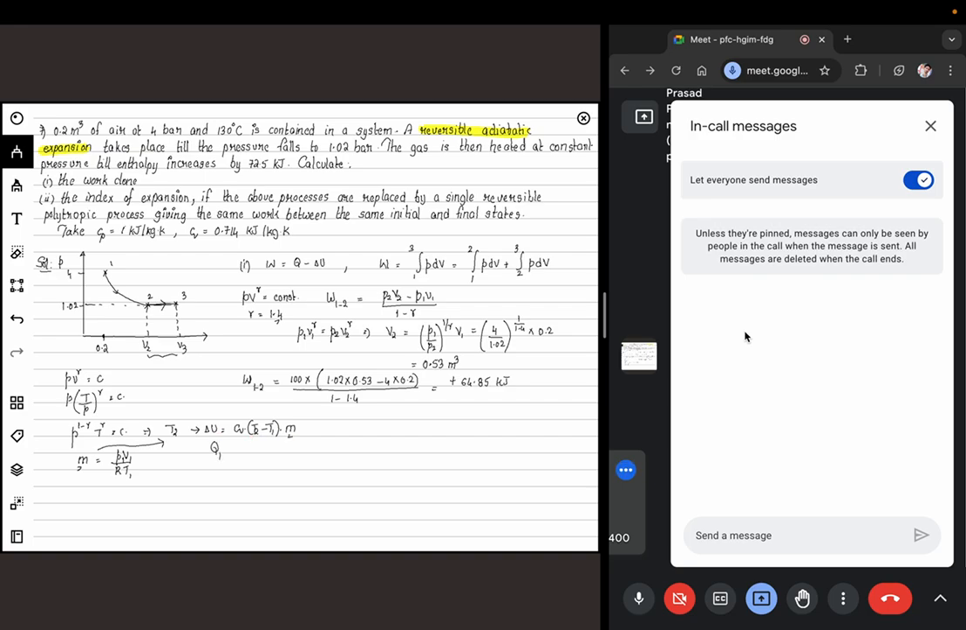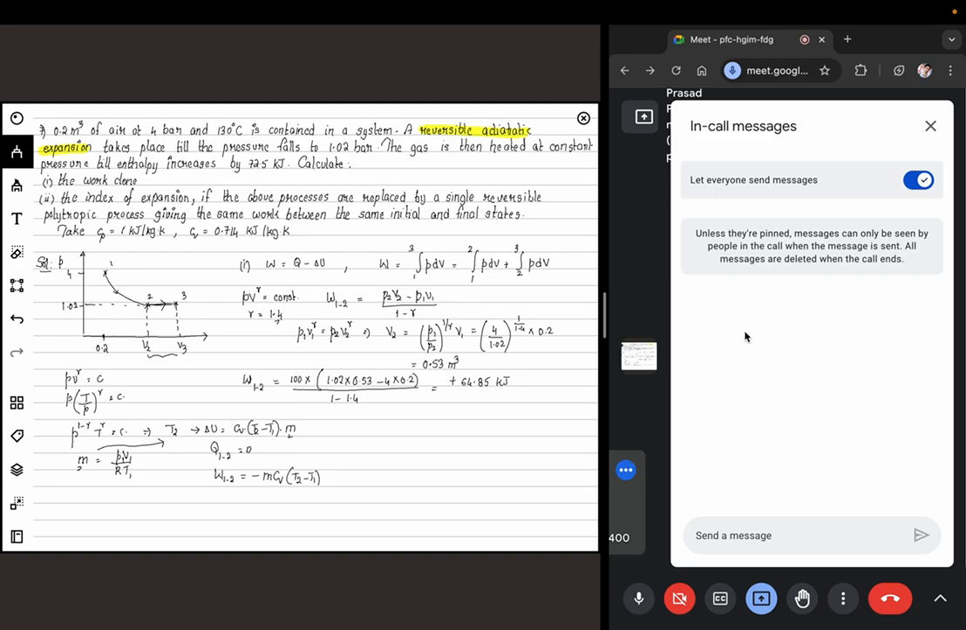And Q from 1 to 2 is 0. So W1 to 2 is minus mCv times T2 minus T1. You can do it that way as well, and you can try it out and see if this value is matching with the value that we have obtained here. I will leave that as an exercise for you. So this is for the first process, that is the adiabatic process.